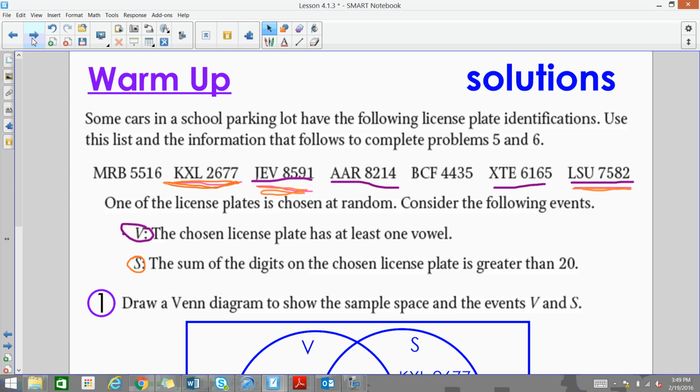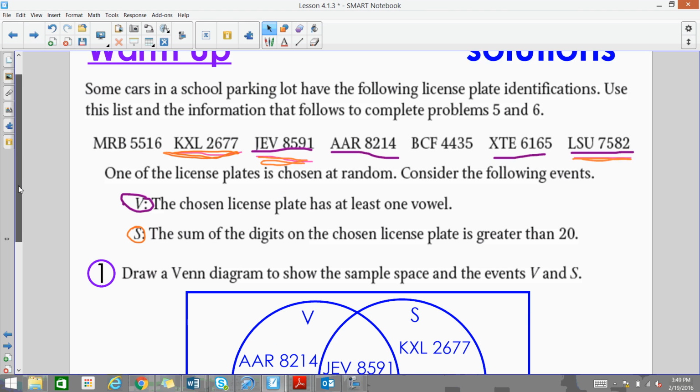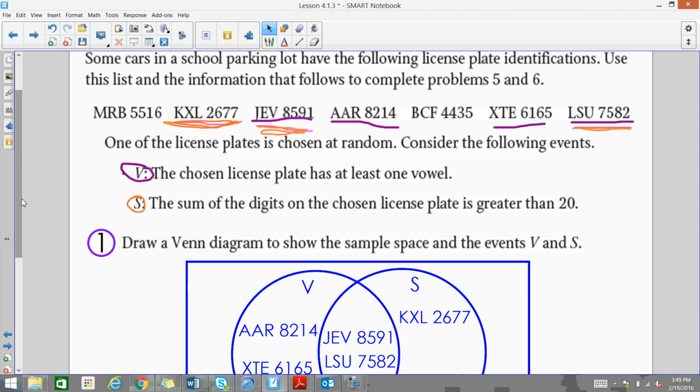All right, so here we go. Here are the solutions to this. You're going to see that I took each of these different events, choosing the license plate as at least one vowel, and the sum of the digits. I've circled those with different colors. So I got the purple, and then I got the orange. You can see on here, I went through each one individually and asked which one has at least one vowel. That's the third one, the fourth one, the sixth one, and the seventh one. And then the sum of the digits: you're just taking the digits, and they have to be greater than 20. So that's the second, third, and the last one. Those are the ones with the orange on there.